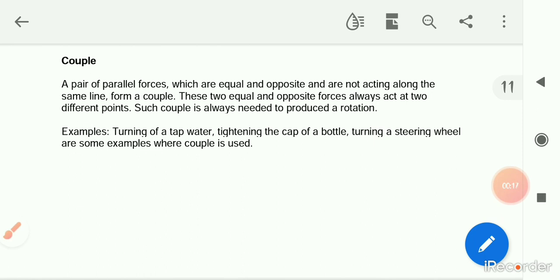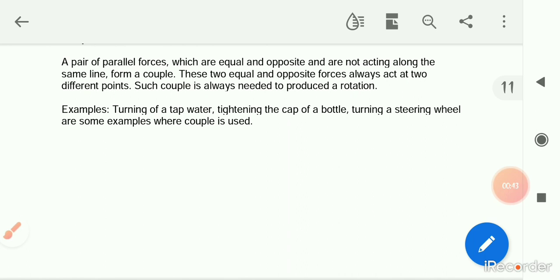See, a pair of parallel forces. Here we can say two equal, opposite and parallel forces whose lines of action are not the same, acting on the body, form a couple and produce a rotational effect. We can say it is either force and perpendicular distance between the two forces, force into couple arm. Two equal and opposite forces and parallel forces whose line of action are not same form a couple.